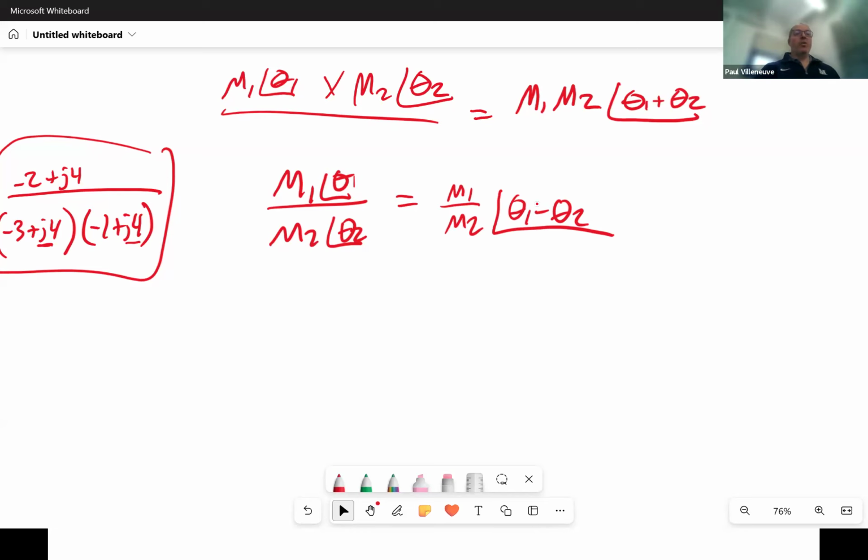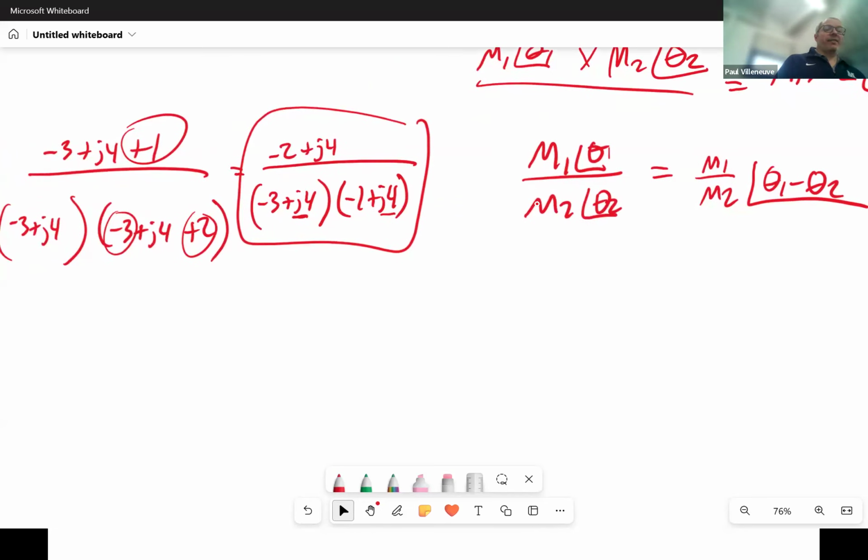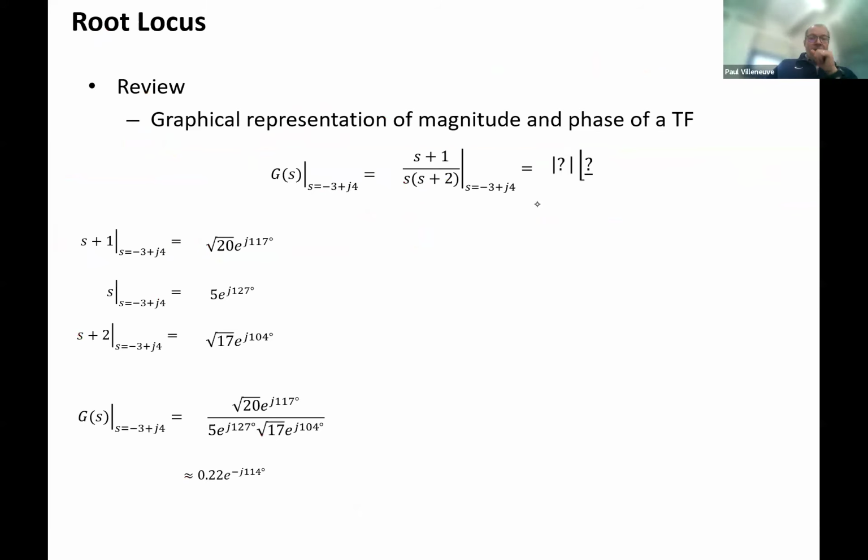Okay. So doing this, it might be a lot of work to get complex numbers, but generally speaking, it's much, much easier to divide or multiply complex numbers using magnitudes and angles. So going back to our presentation, I'm going to do these individually. So S plus 1, which is the 0 associated with my transfer function. When I plug in -3 plus J4 into S plus 1, I'm going to get -2 plus J4, right?